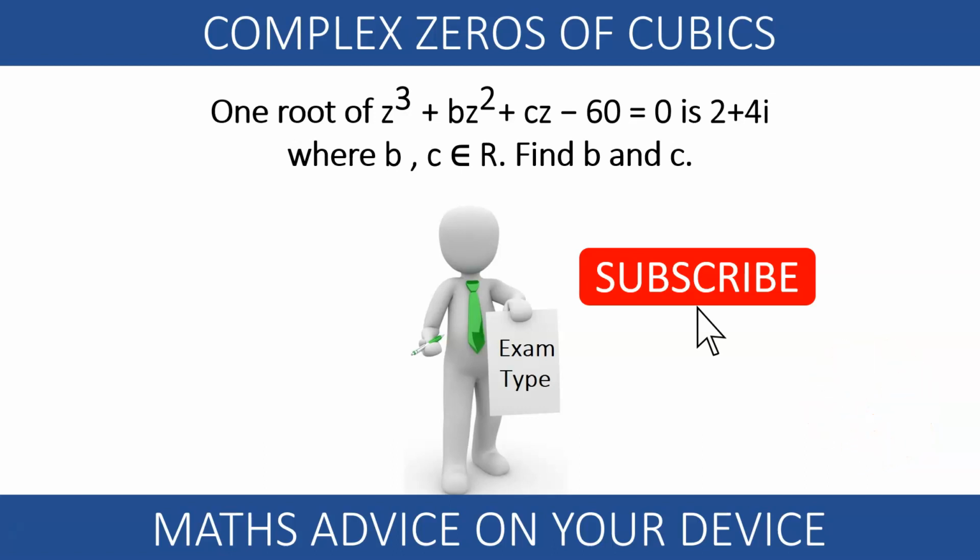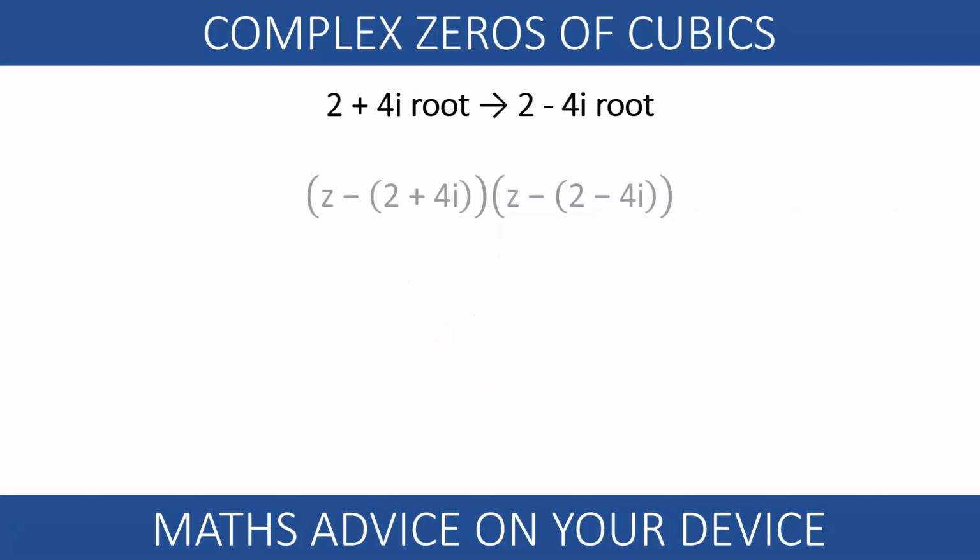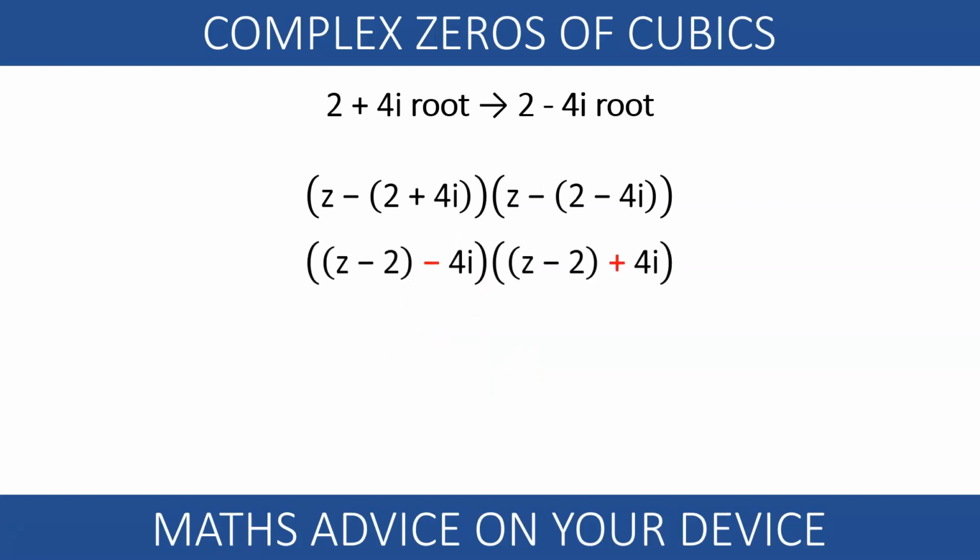Right, if 2 plus 4i is a root, then its complex conjugate must be another root. So 2 minus 4i is a root too. Multiplying the factors, we will obtain a quadratic. I prefer to rearrange the terms in a different manner.